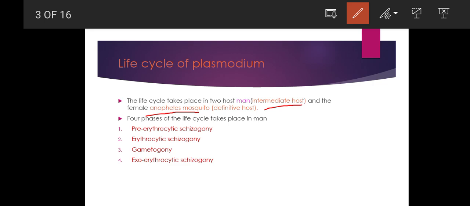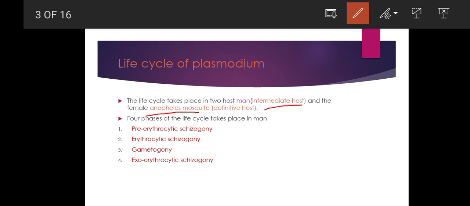Now, the pre-erythrocytic phase occurs when the female Anopheles mosquito bites a healthy human. So an infected female Anopheles mosquito will bite a healthy human, and the Plasmodium parasite found in the saliva of this infected mosquito will be transmitted to the human and will move directly to the liver of the human.